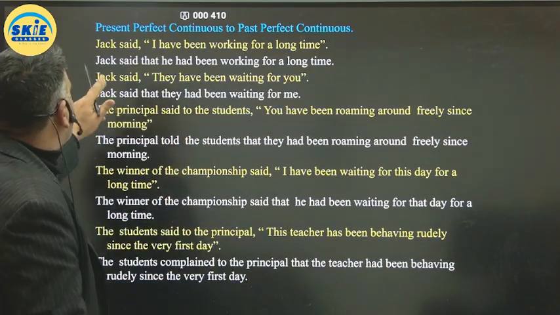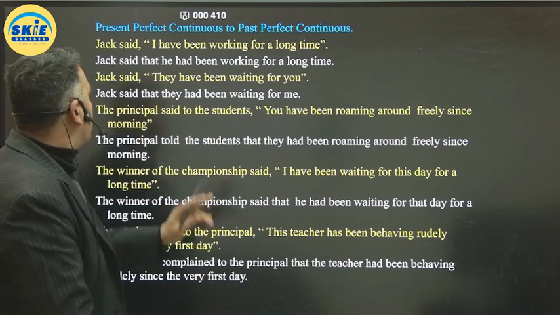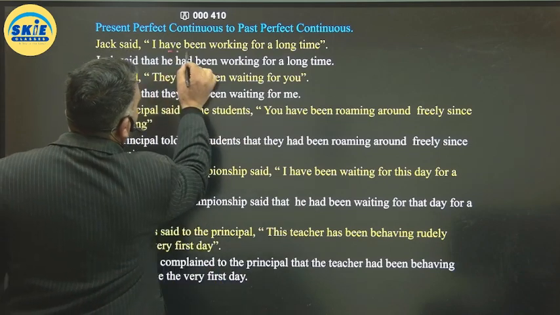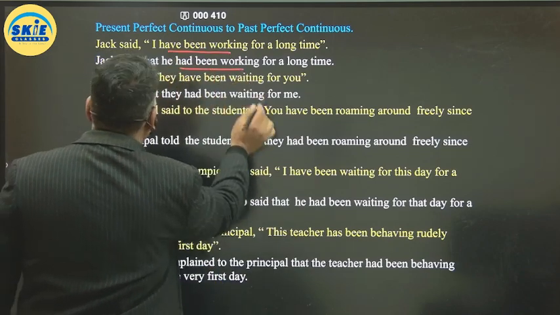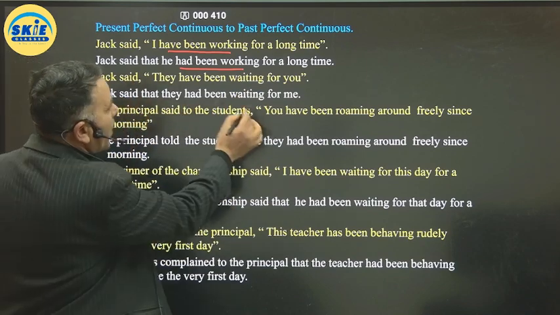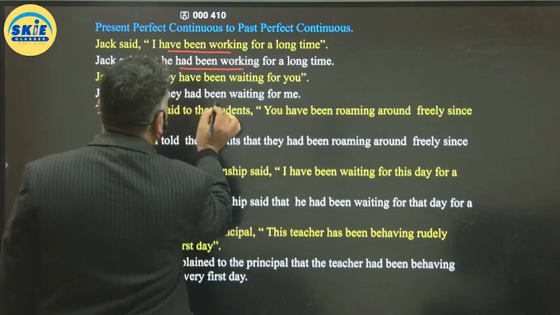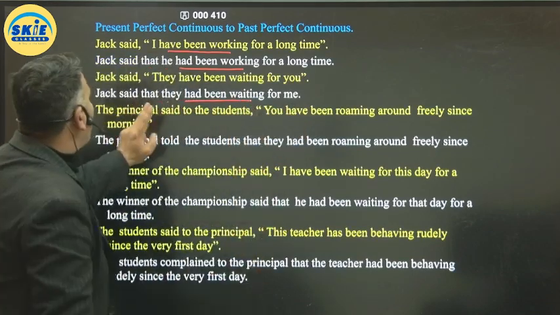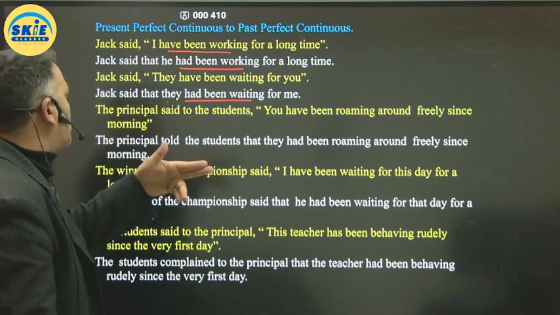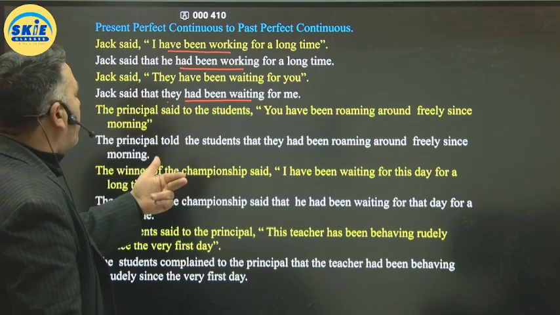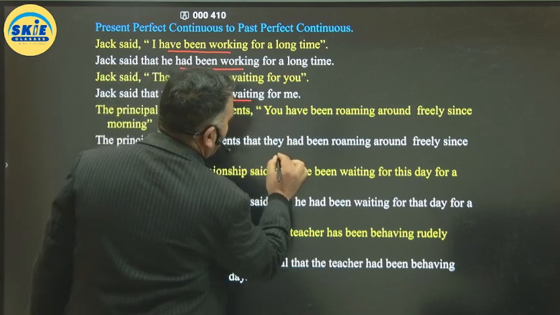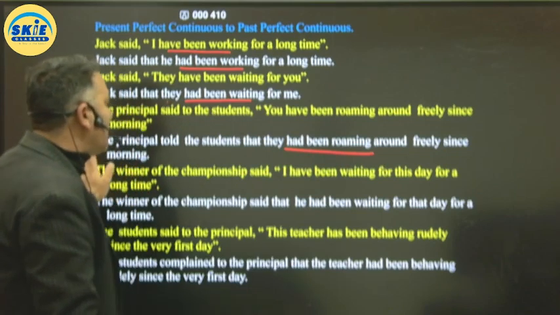Very simple. Jack said, I've been working for a long time. Jack said that he had been working for a long time. So this have been working will go to had been working. Jack said, they have been waiting for you. Jack said that they had been waiting for me. Right? Had been waiting. The principal said to the students, you have been roaming around freely since morning. The principal told the students that they had been roaming around freely since morning.